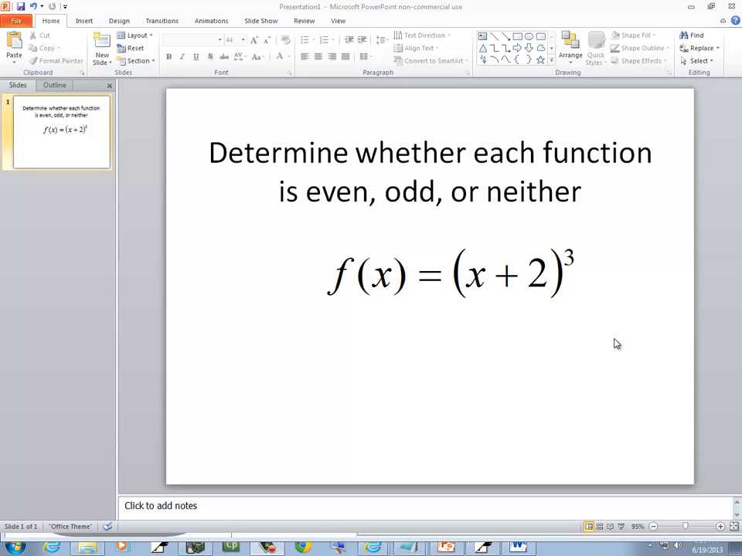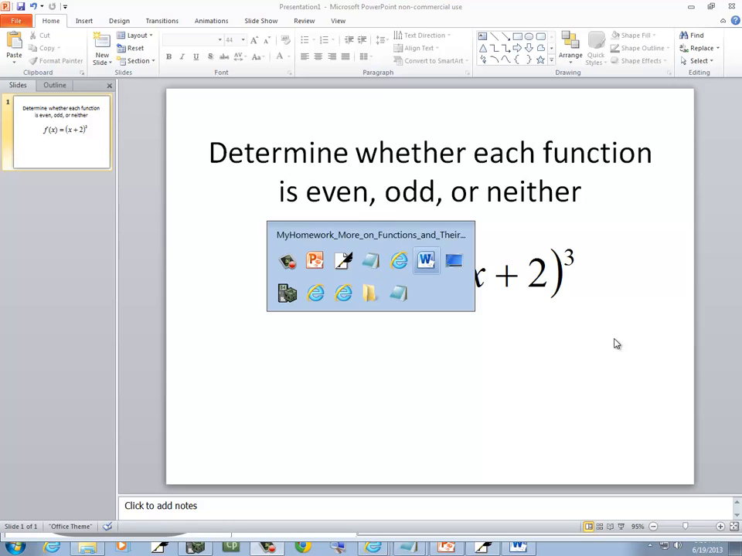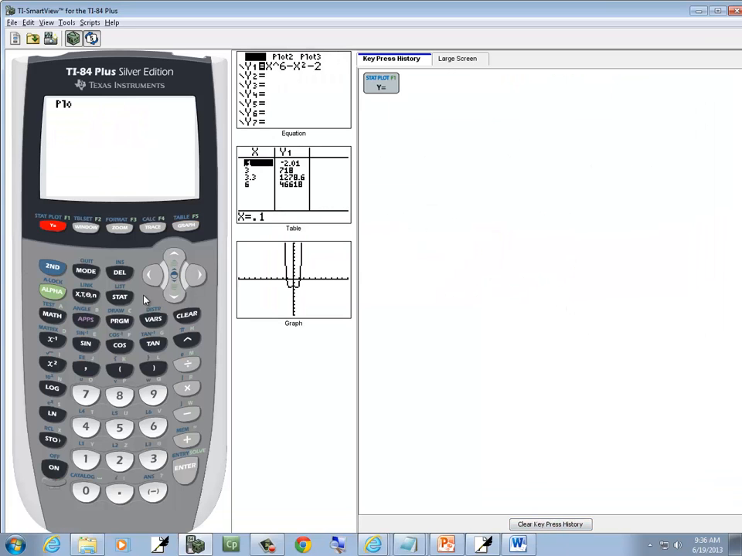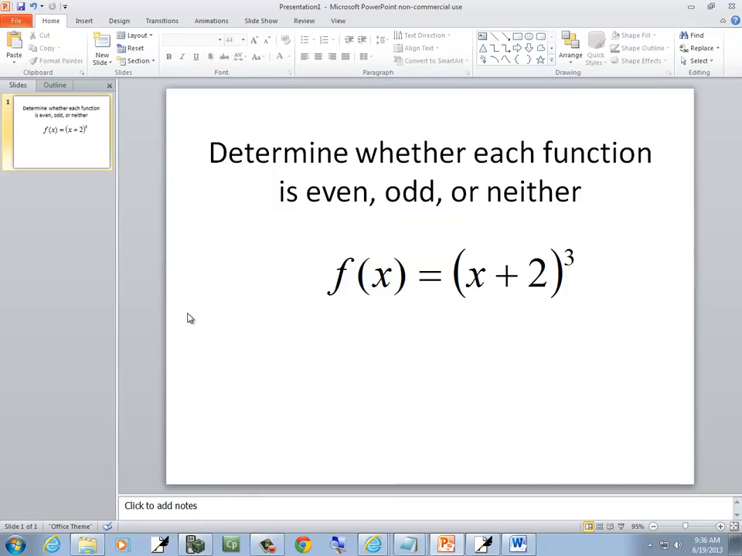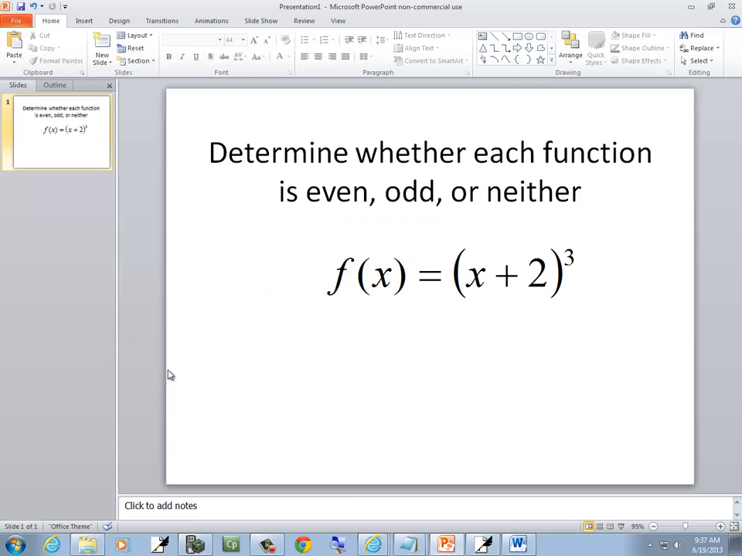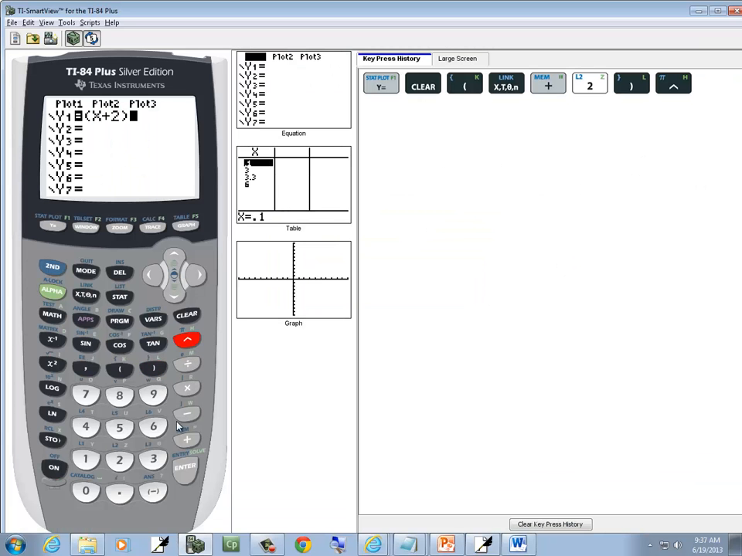In this problem, we want to determine whether each function is even, odd, or neither. So let's go look at the graph. I'm going to press my y equals, clear. I'll put my beginning parentheses, x plus 2, closing parentheses, and then caret 3. And then graph.